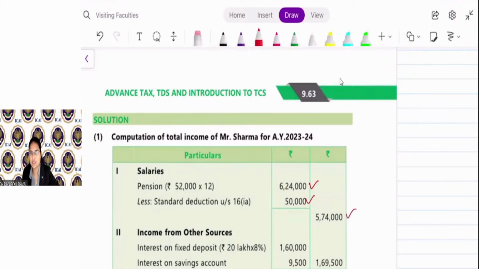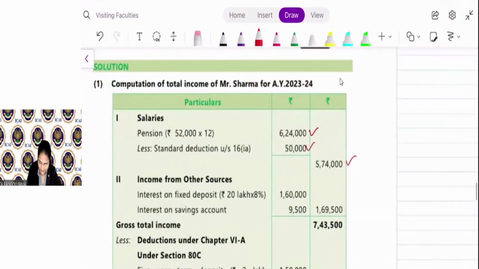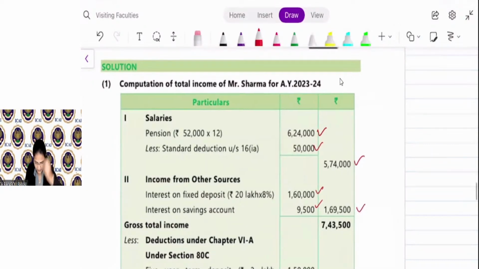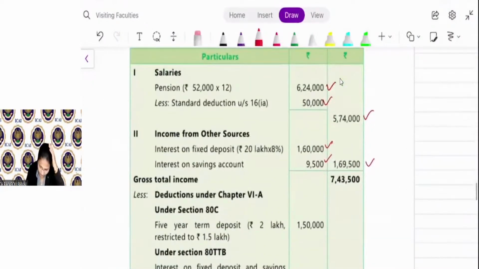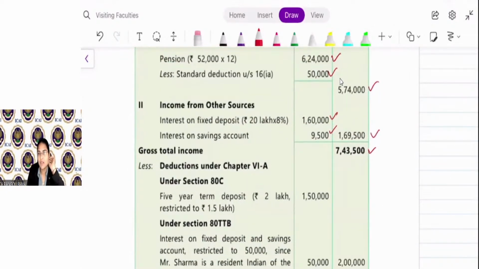1,60,000 fixed deposit interest, we have already calculated the same. And 9,500 savings. So total interest income is 1,69,500. So gross total income is 7,43,500. Now, is deduction available? Yes. The 5-year term deposit he has made is rupees 2 lakh, but under 80C, the maximum deduction available is 1,50,000 only.